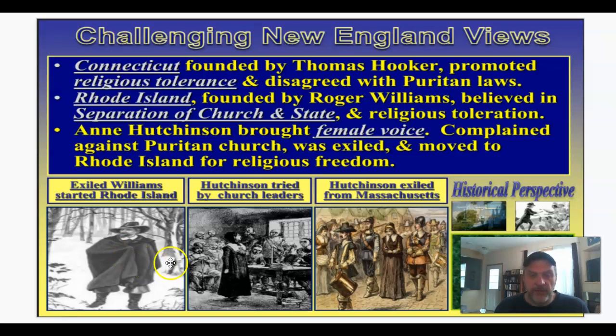And then probably the most famous was Anne Hutchinson. She was a strong, independent female voice within Massachusetts Bay Colony. She was also banned from the colony because she complained too much against the Puritan Church. She was eventually exiled, and she eventually moved to Rhode Island, once Rhode Island was founded by Roger Williams, to practice her religious freedom. So you did have voices of dissent against the Puritans and their way of life.